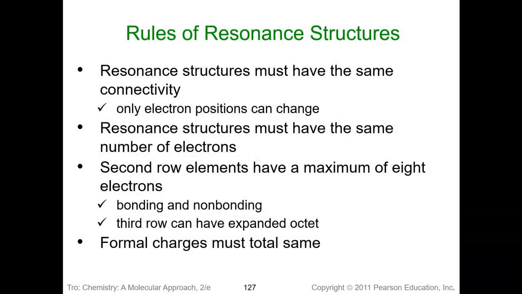So we'll look at this more now. So the rules of resonance. They have to have the same connectivity, which means you can't move the atoms around. All you can do is move the bonds and the lone pairs around. All the rules apply. You still have to have the same number of valence electrons that you did in the beginning and the end. The second row elements, like period 2, energy level 2, can only have 8. You can't expand them until you get to period 3. And then the formal charges have to be the same. So if it's 0, they're all 0. If it's -1, they're all -1.